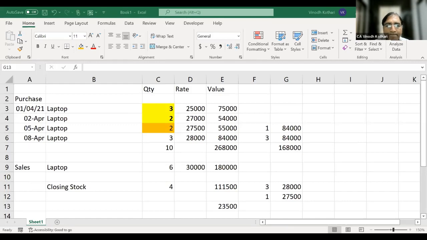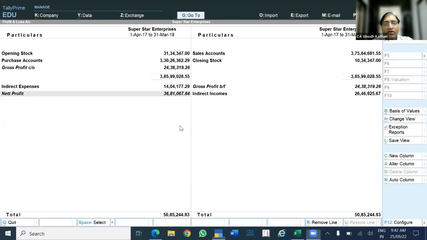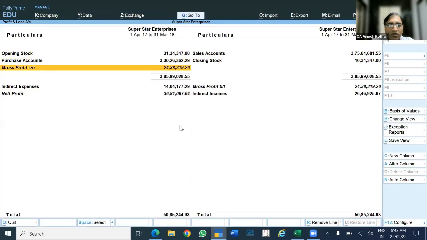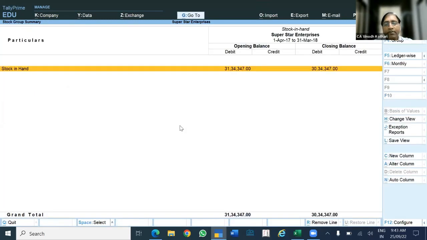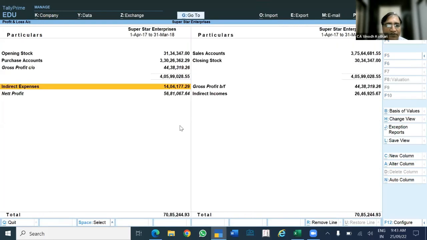You could not see the screen now. One minute. So once again, I'll explain. See, what is the net profit here? Net profit here is 36 lakhs. Now I am changing the closing stock value. So in Tally, don't worry about the method of changing. Just see what it is. So I am changing the closing stock to 30 lakh 34,000, Control A. See the impact in the profit. It has increased to 56 lakhs.